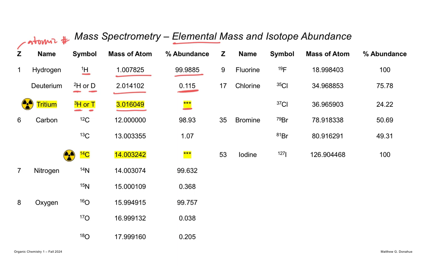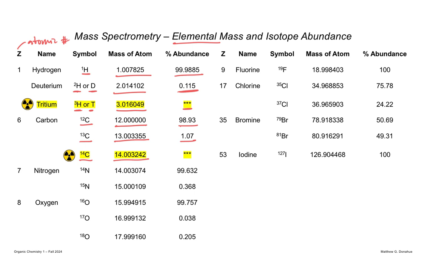So carbon, atomic number 6, has 4 isotopes, or excuse me, 3. Carbon-12, carbon-13, and carbon-14. Carbon-14 is the radioactive one. And then you see, starting from carbon-12, the mass increases by 1 each time. So carbon-12 is 98.93% abundant. Carbon-13 is 1% abundant.